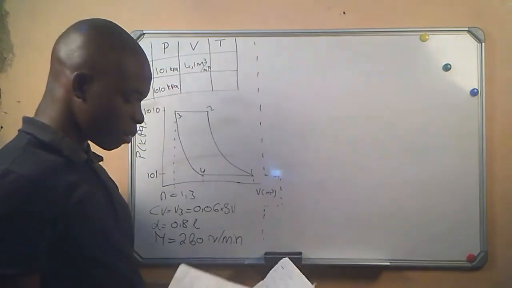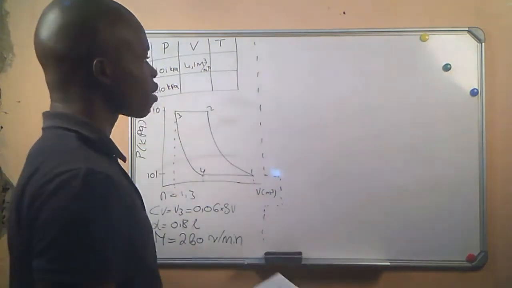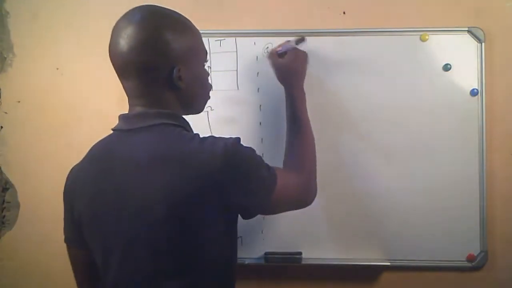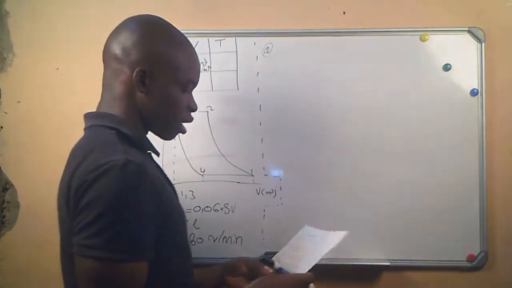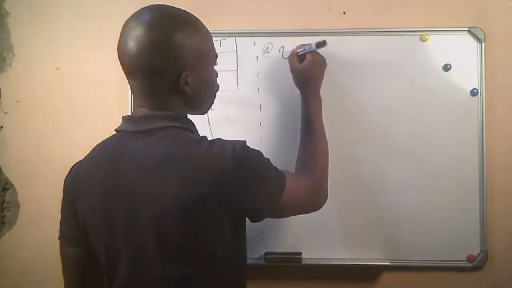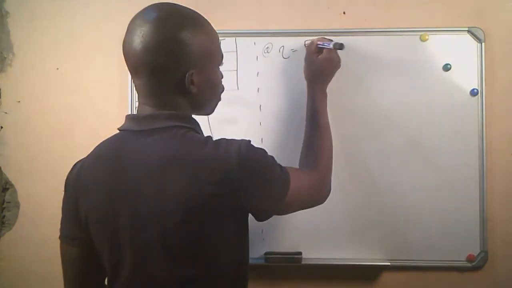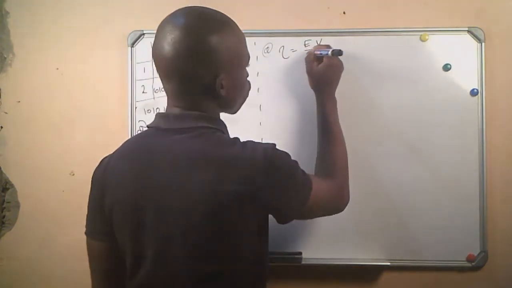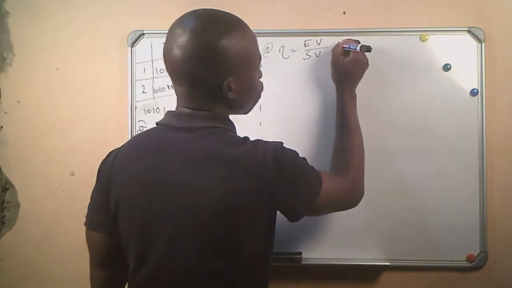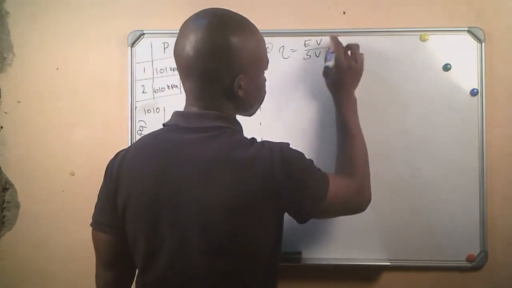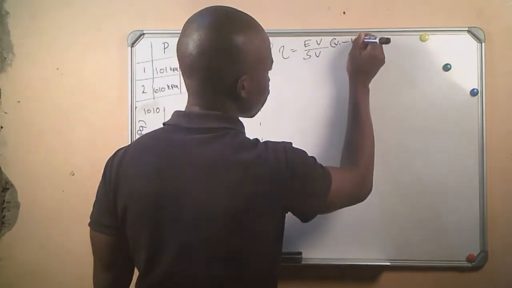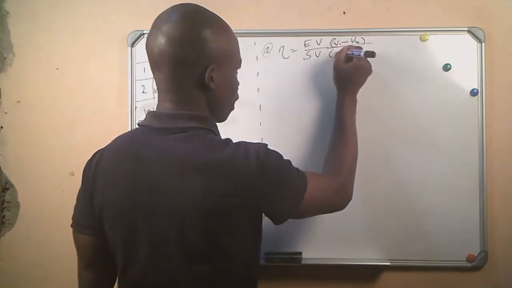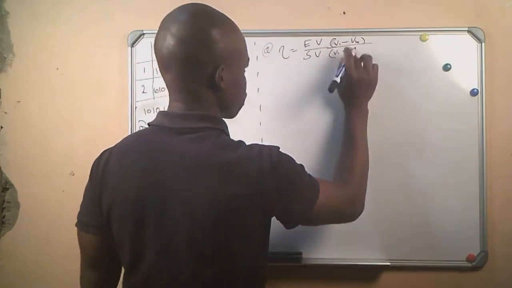So question number 1, part A, we must calculate the volumetric efficiency. The formula for volumetric efficiency is equal to the effective volume divided by the stroke, or the swept volume, which is given by V1 minus V4, and this is given by V1 minus V3.